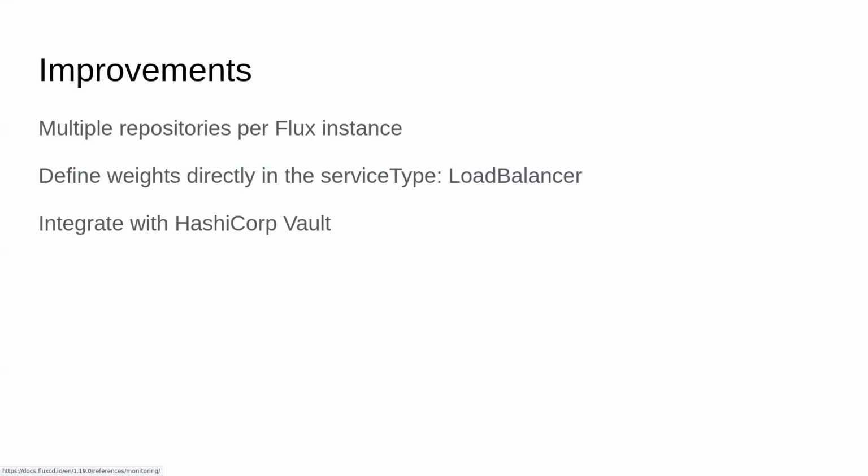And then improvements on the setup. It would be nice to have multiple repositories per Flux instance. Right now, if you want to have in the same cluster two completely different repositories, you need to have two Flux instances. It would also be nice to define the weights that I did manually directly in the service type load balancer. This is something we are working on. And because SOPS also has support for HashiCorp Vault, once we have a Vault setup working at CERN, we can also consider supporting Vault directly instead of going through Barbican. We would need some kind of credentials being propagated to the clusters for this.